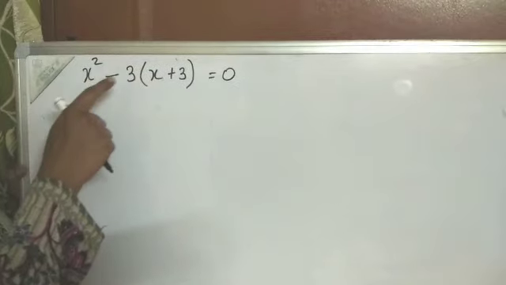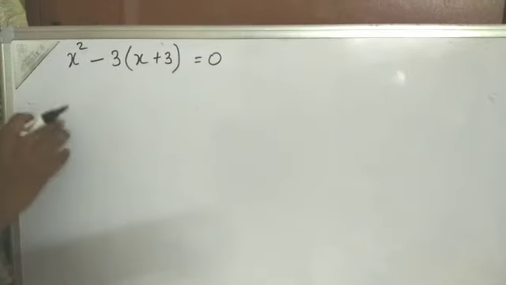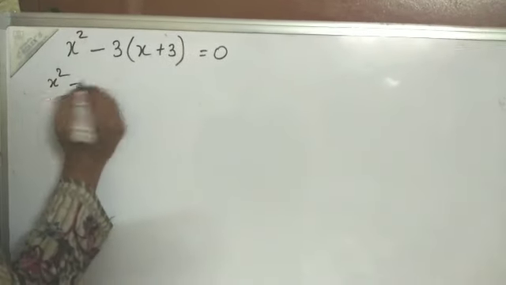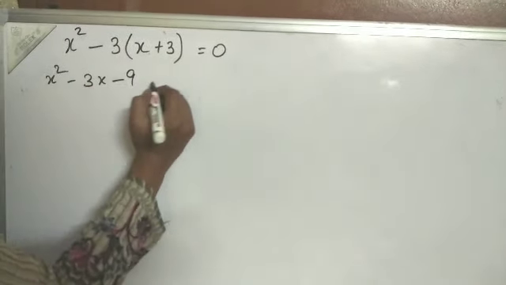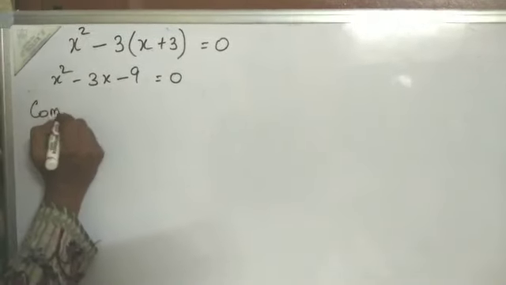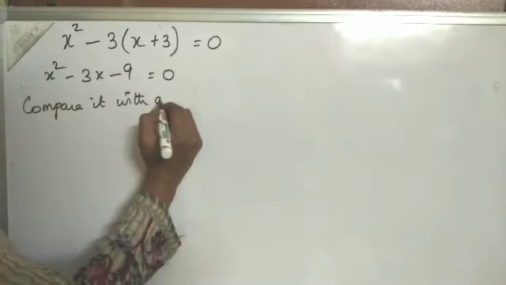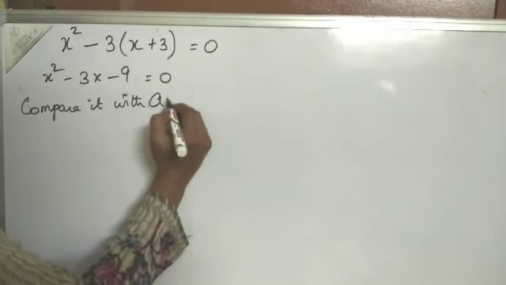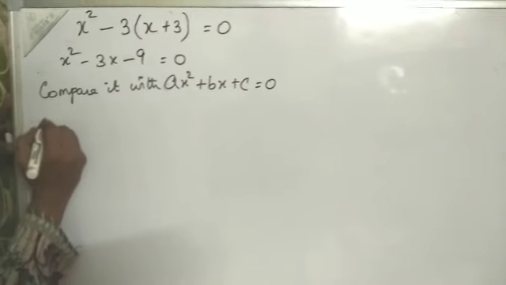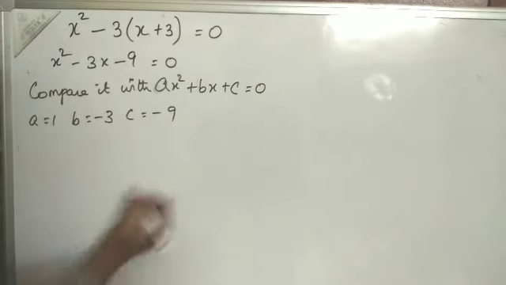The given equation is x squared minus 3 into x plus 3 is equal to 0. First we have to bring it to the simple quadratic equation. x squared minus 3x minus 9 is equal to 0. Now compare it with ax squared plus bx plus c is equal to 0. a is equal to 1, b is equal to minus 3 and c is equal to minus 9.